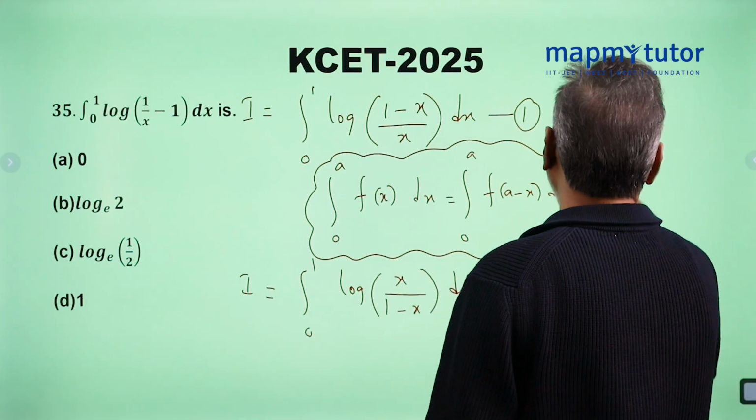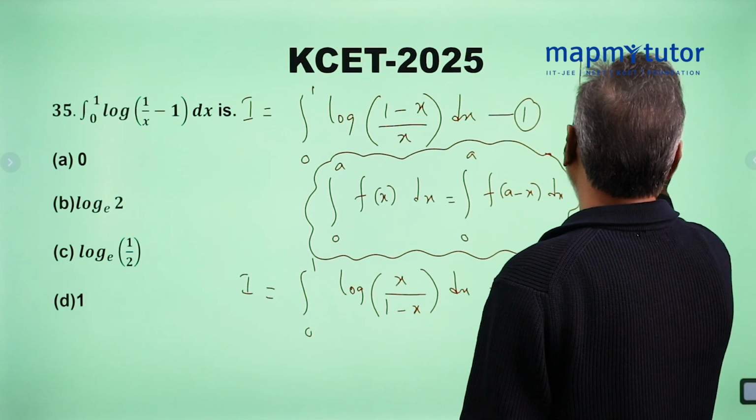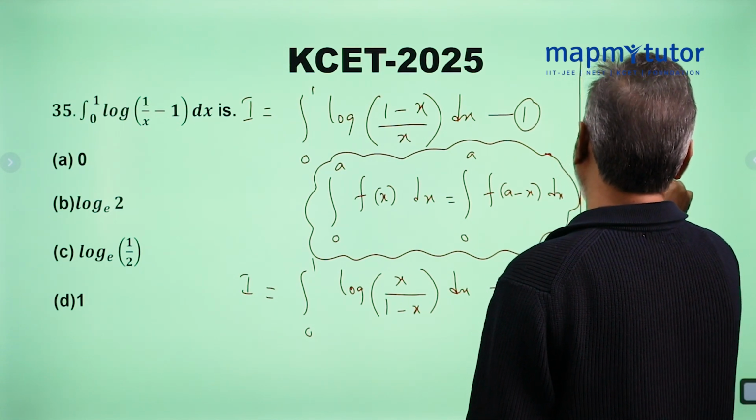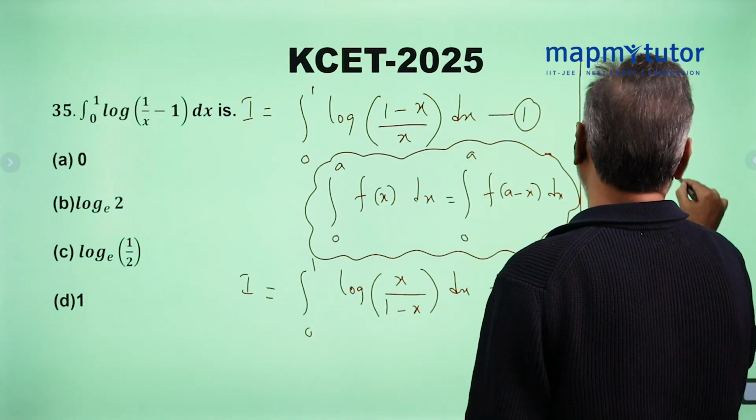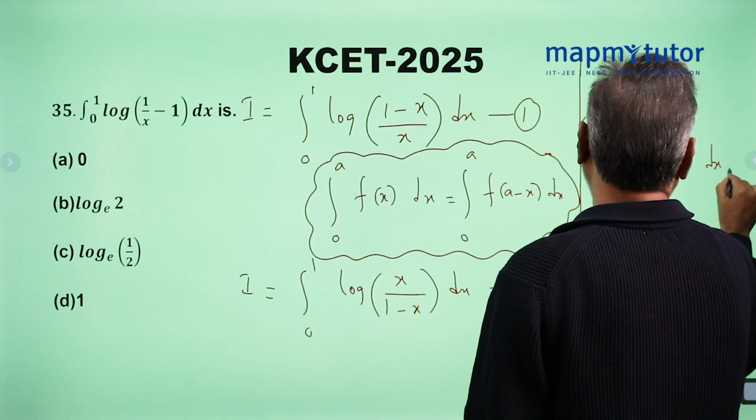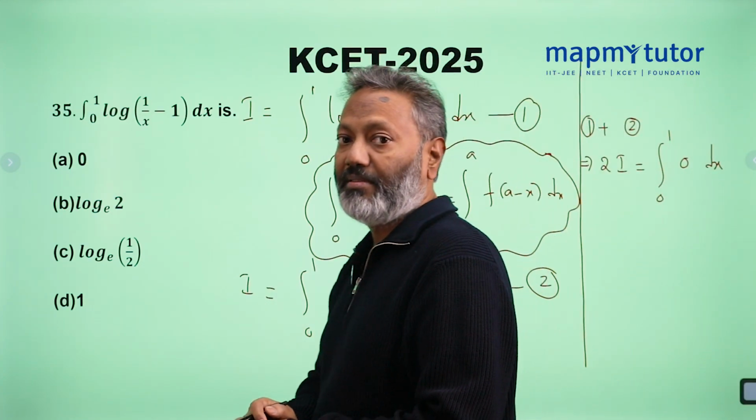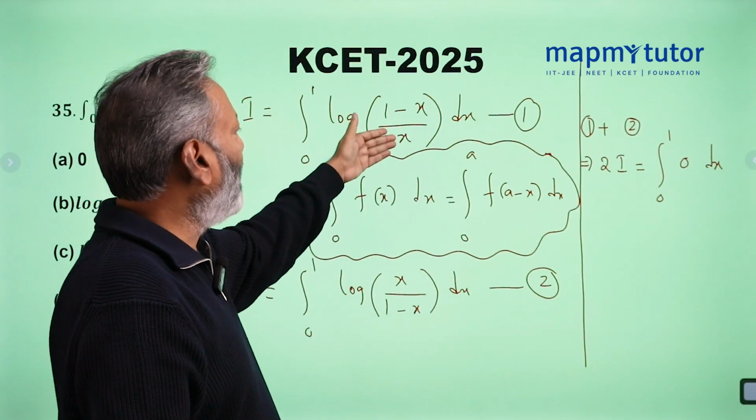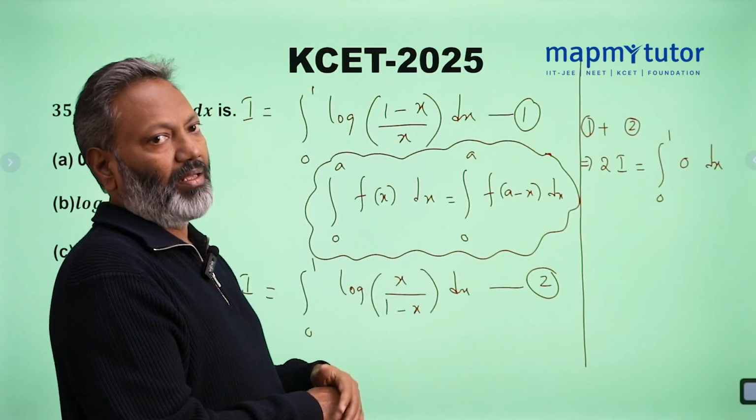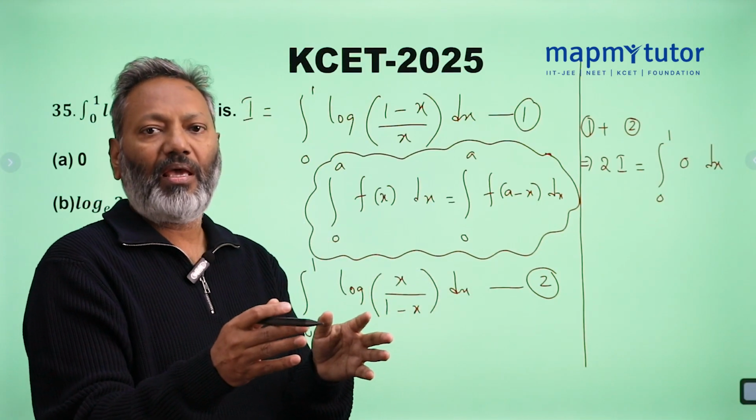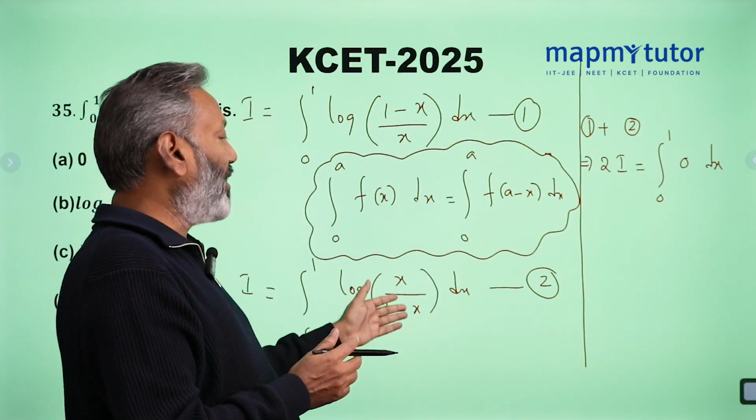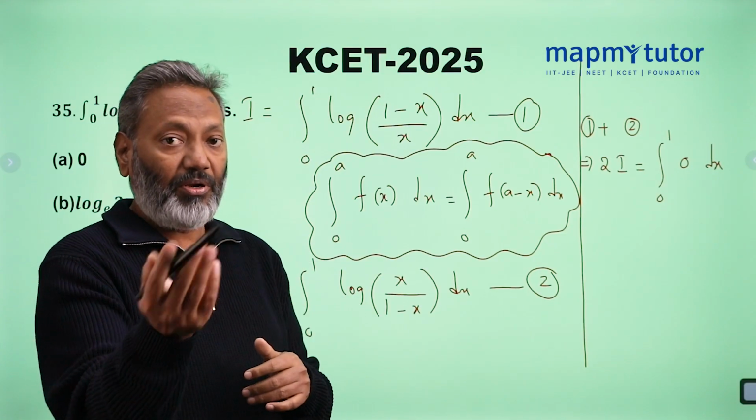And in King's property, usually we do 1 plus 2, both the equations to be added. I'll get 2I equal to integral 0 to 1 of 0 dx. Did you recognize how it is 0? Simple. If this is log a by b, this is log b by a. And log a by b and log b by a, if we add them, log m plus log n is log of m into n.